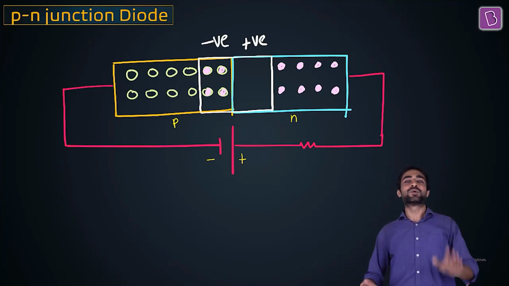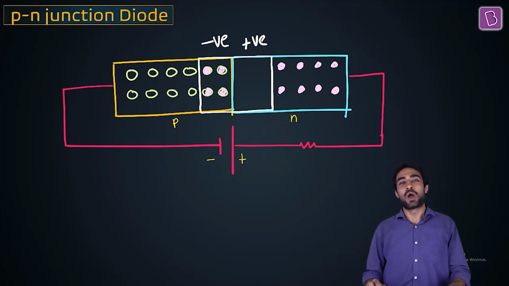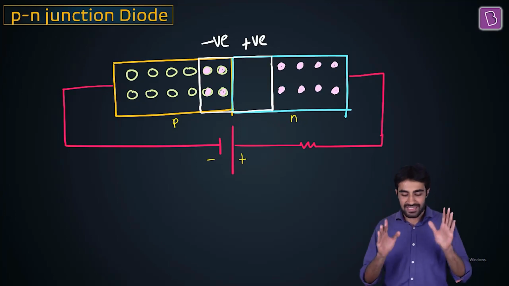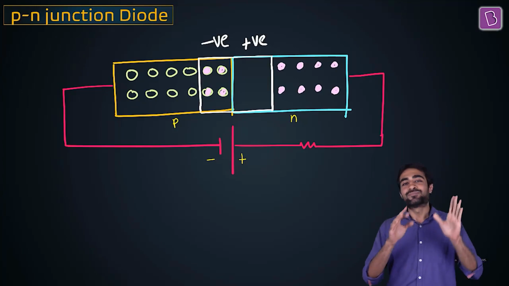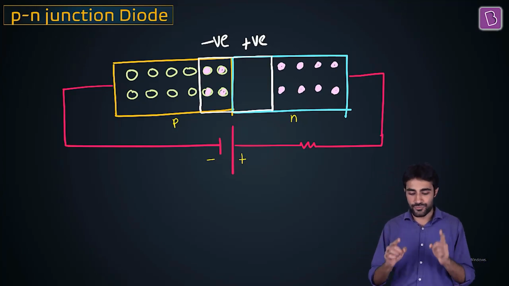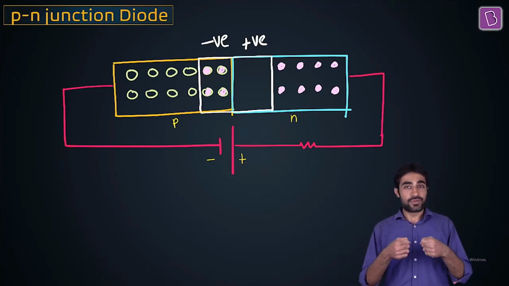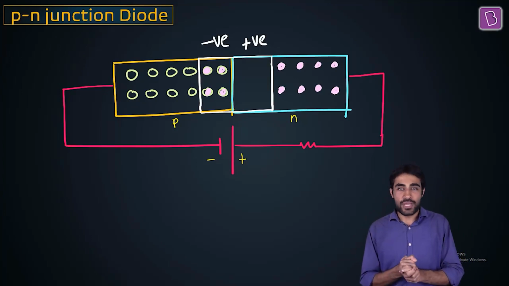So this is known as reverse biasing. Now, what will happen to the depletion region due to this battery? Whether it will increase or it will decrease. Come on, you can tell that.